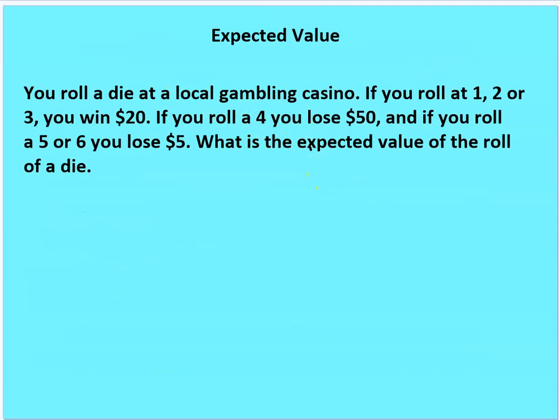All right, so this is an example I'm going to use for class. You roll a die at a local gambling casino. If you roll a 1, 2, or 3, you win $20. If you roll a 4, you lose $50, and if you roll a 5 or 6, you lose $5. What's the expected value of the roll of the die?